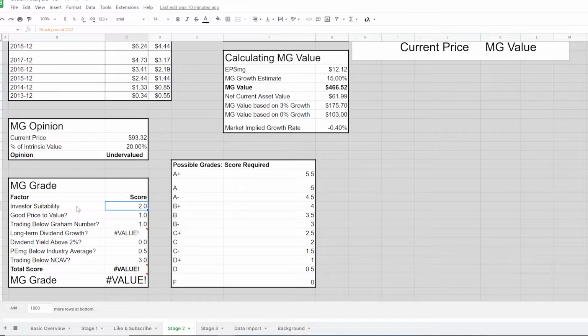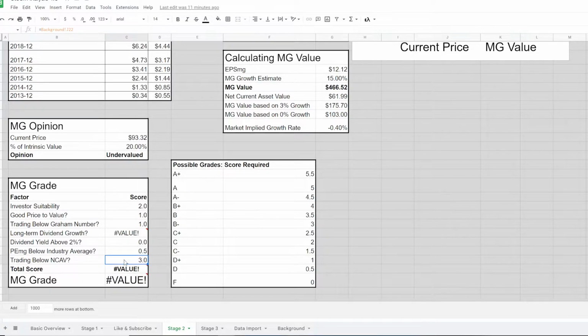But looking at this, investor suitability, it is suitable for the defensive investor, so it gets 2 points. A good price to value, it gets 1 point. It's because it's undervalued. It's trading below its Graham number, which we'll talk about more in a minute, so it gets another point there. It doesn't get a point for value for dividend growth. It does not get a point for having dividend yield above 2%. And it is trading below its industry average, so it gets a half a point there.